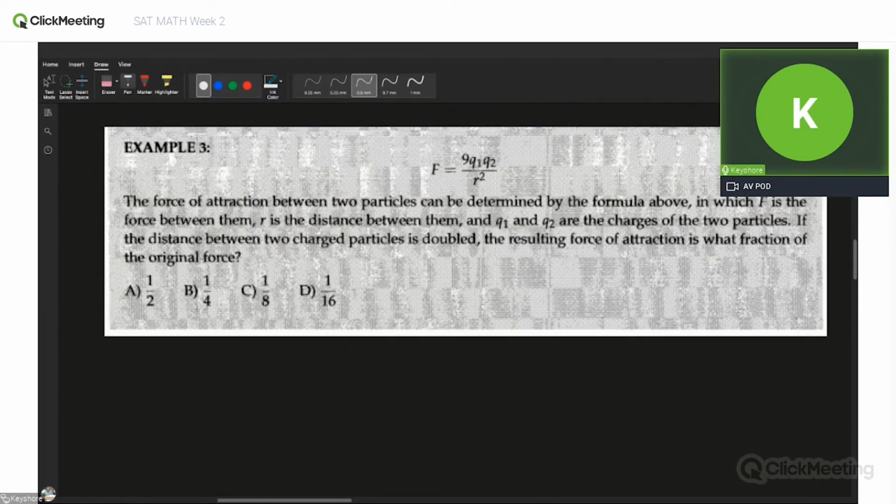So this one is actually related to physics in a way, but you guys don't need to do that. If you just recognize the formula, that's kind of cool, but you don't need to. So the question is, the force of an attraction between two particles can be determined by the formula above, in which F is a force between them, R is the distance between them, and Q1 and Q2 are the charges of the two particles. If the distance between the two particles is doubled, the resulting force of the attraction is what fraction of the original force?